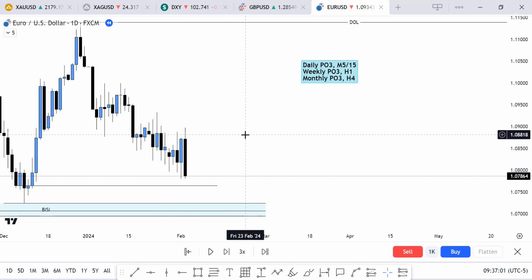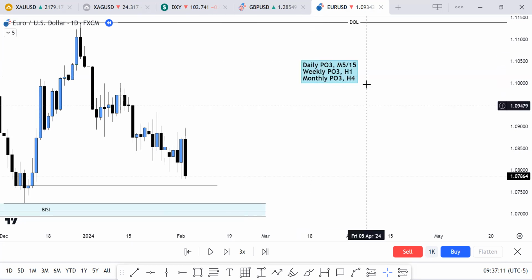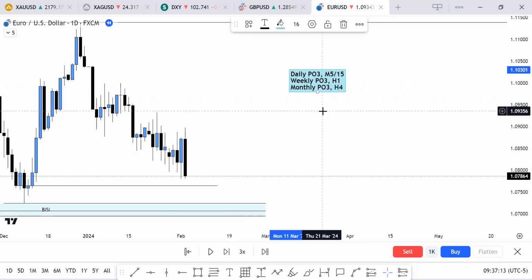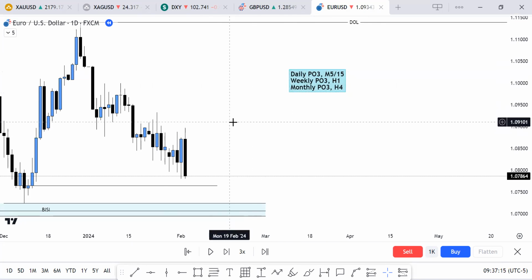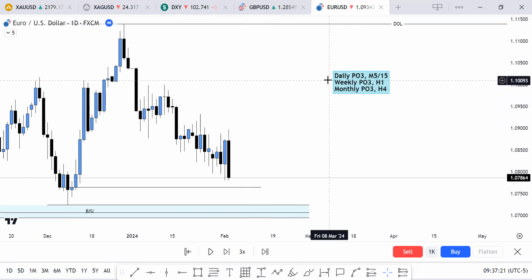So basically what I personally do is I prefer weekly and daily power of 3, and from daily and weekly power of 3 I switch to the monthly time frame, monthly power of 3. As you know, price and time are fractal, so most of our strategies will also work in the same way. So I will convert my daily power of 3 into monthly power of 3, and I will show you how.